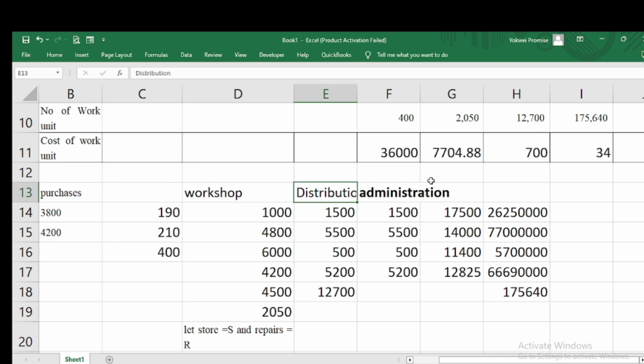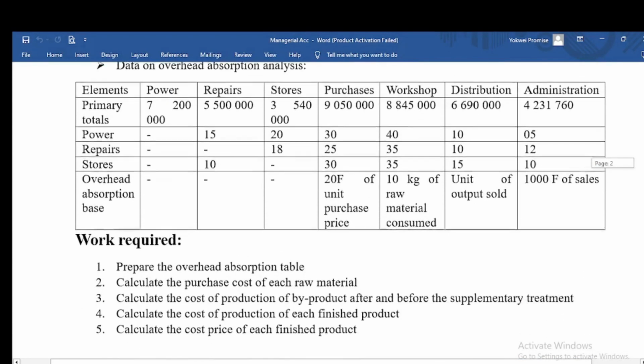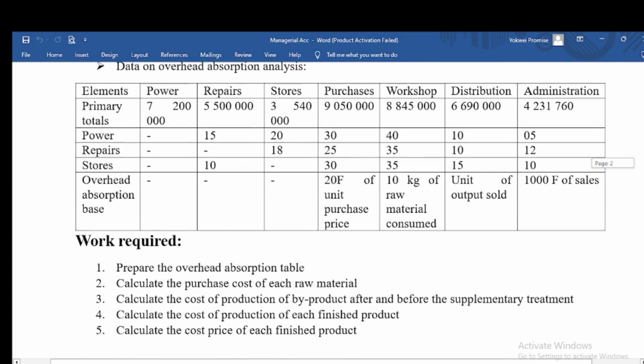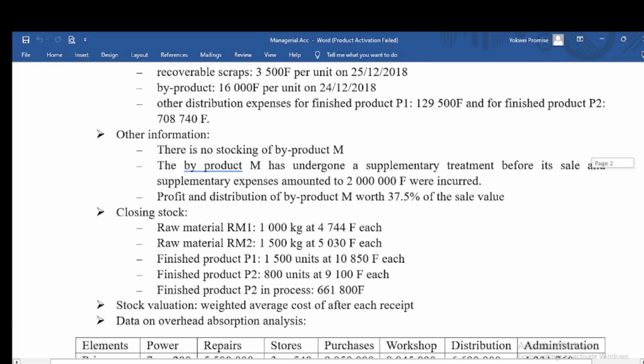Alright, so these are our values. From here, we'll move to the next part of the question, which says that when you are done with that, don't just go. There is still something. They say calculate the purchase cost of each raw material. Calculate the purchase cost of each raw material.